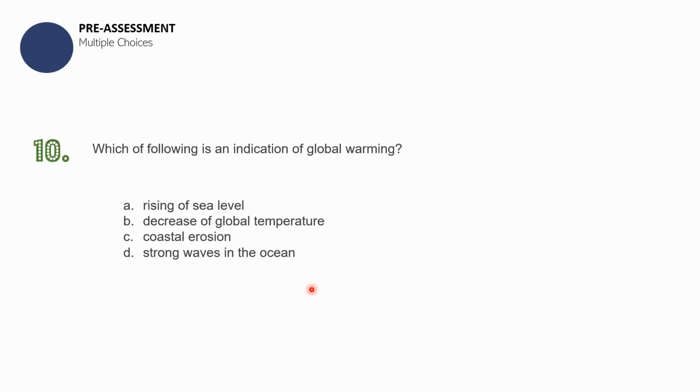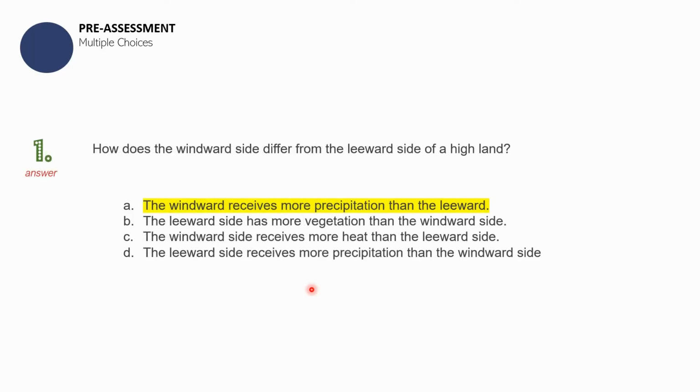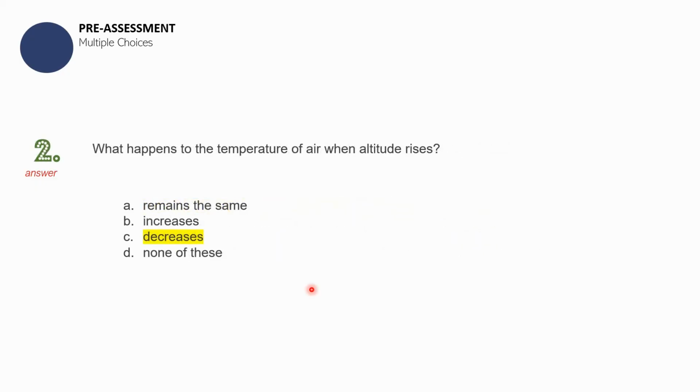You may now finalize your answers. Let us check your work. The answer to question number 1 is A. The windward receives more precipitation than the leeward side. The answer to question number 2 is C. Decreases.